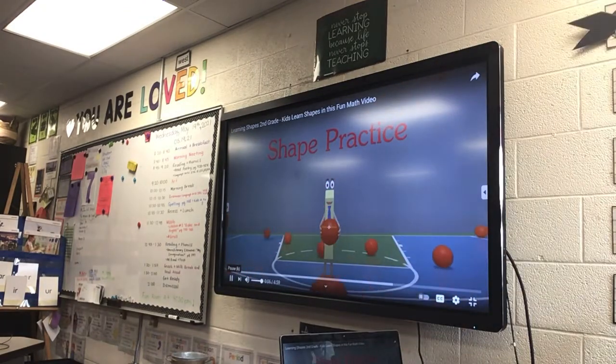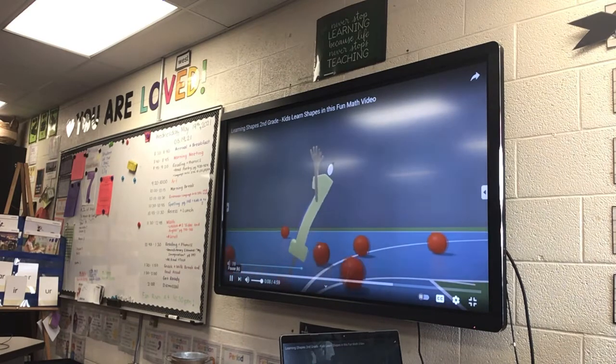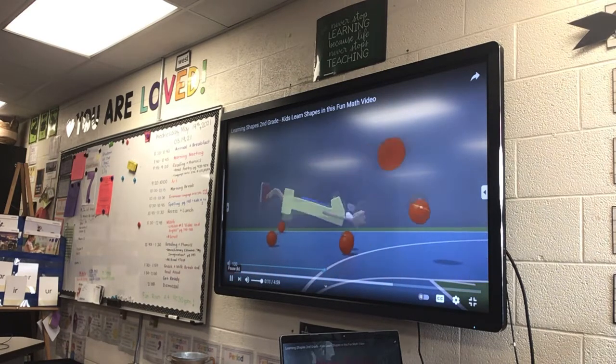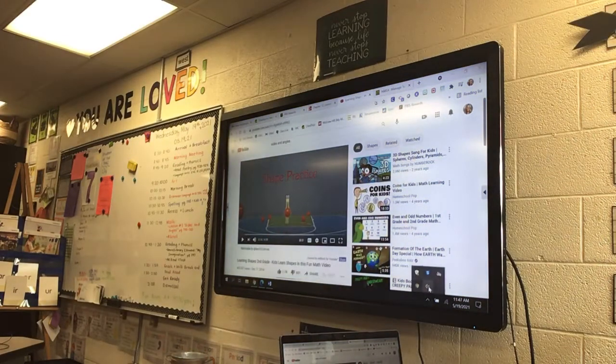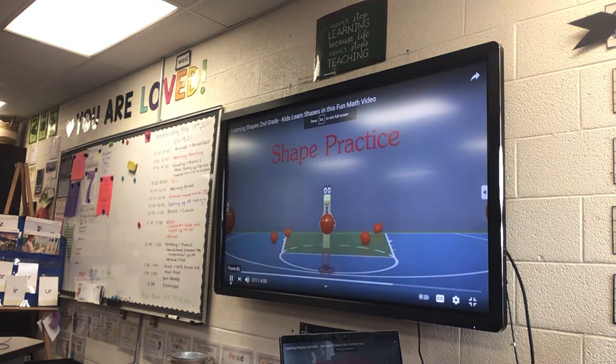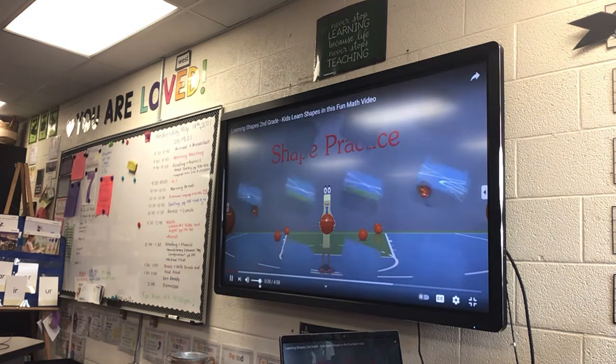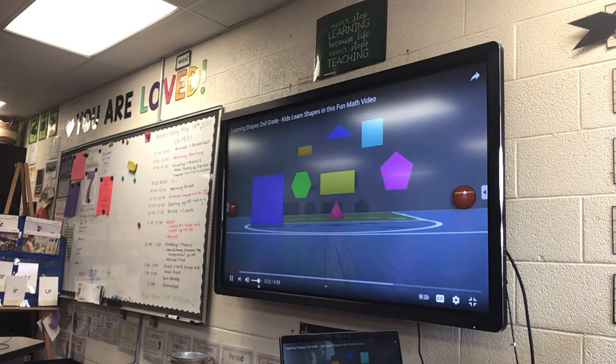Hey kids, welcome to Shape Practice. Today we are going to learn about shapes. Let's take a look at some of these shapes. You may recognize some of these shapes, but others you may not know. Each shape has attributes that set them apart from other shapes. Learning these can help us know which shape is which. So let's take a closer look.